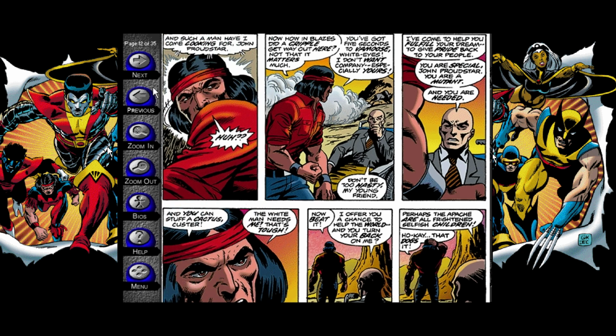John Proudstar is startled to find Professor Xavier sitting behind him in the middle of the Arizona desert. Xavier reveals to Proudstar that he is a mutant and offers him a chance to join him. The hot-tempered Apache refuses, but is soon shamed into joining Xavier, who secretly wonders if his new X-Men will be equal to the task that lies ahead for them.